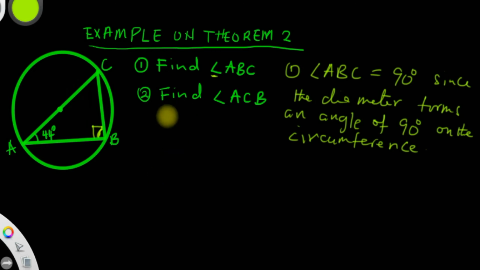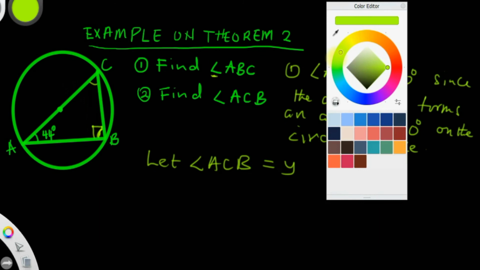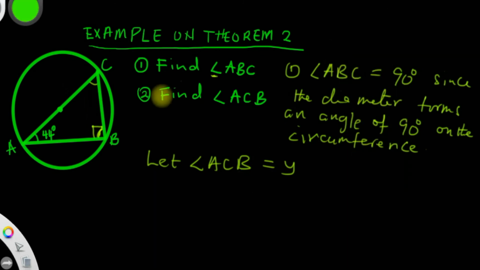So the next one is to find angle ACB. We know this is 90. So let angle ACB be equal to y. So we are letting this angle equal to y.